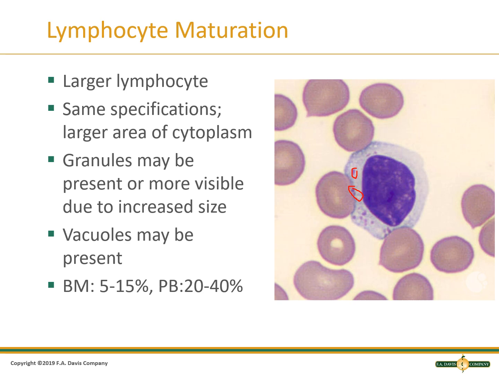You may actually also see vacuoles. Here's some little small vacuoles here in the cytoplasm. In the bone marrow, it's going to be 5 to 15%, and again, in the peripheral blood, it's going to be 20 to 40%.